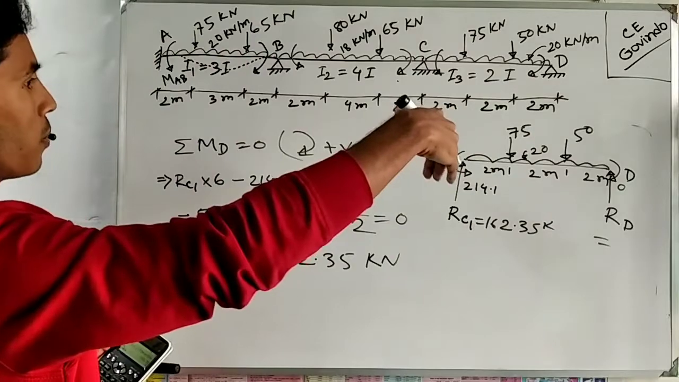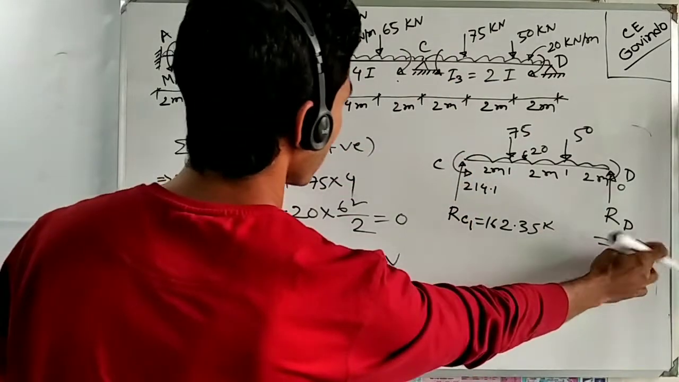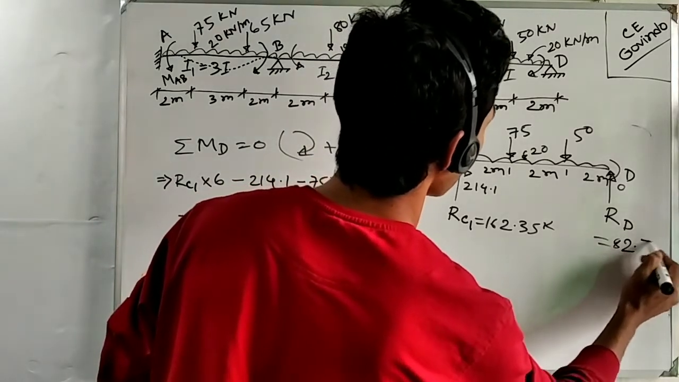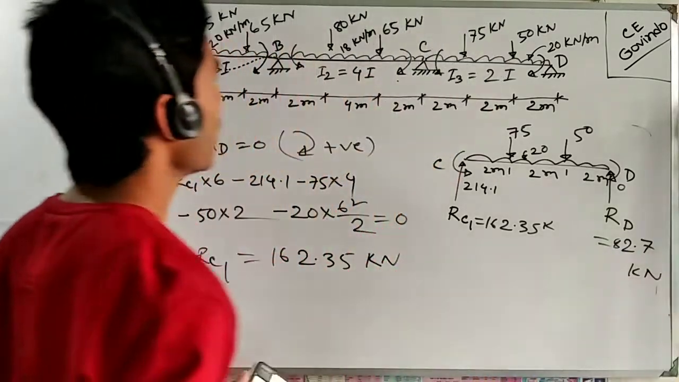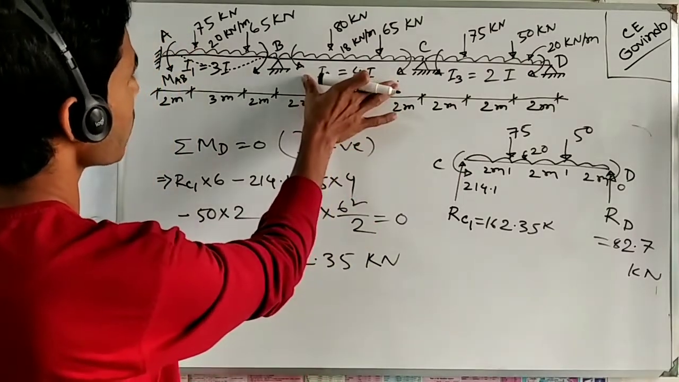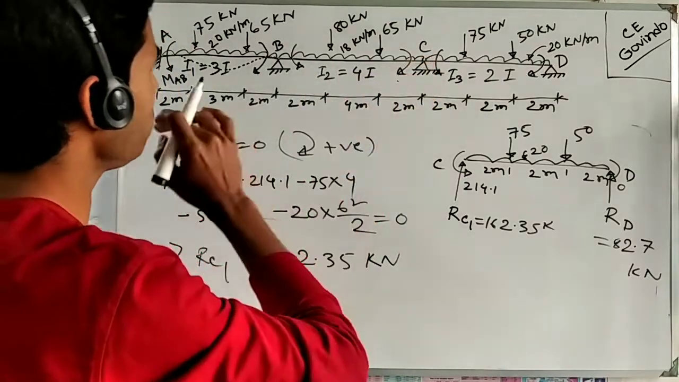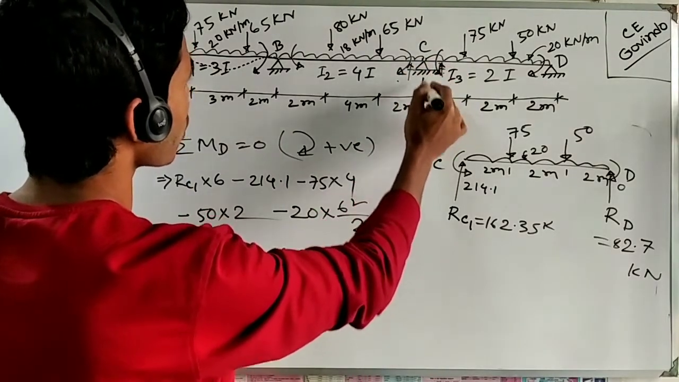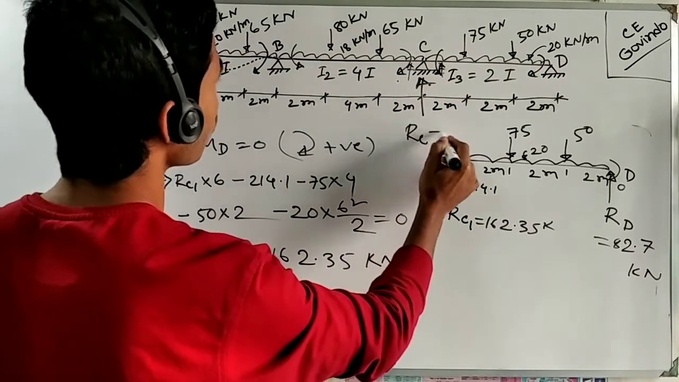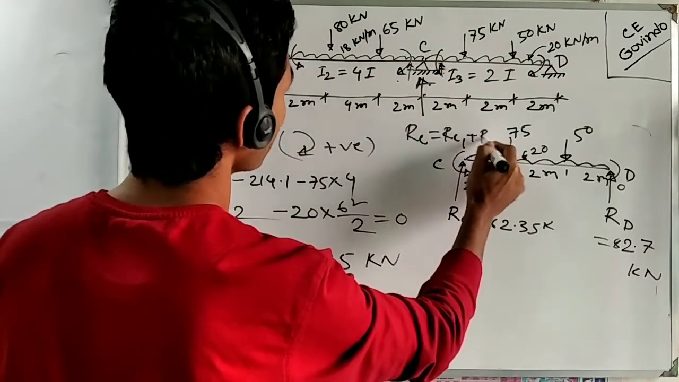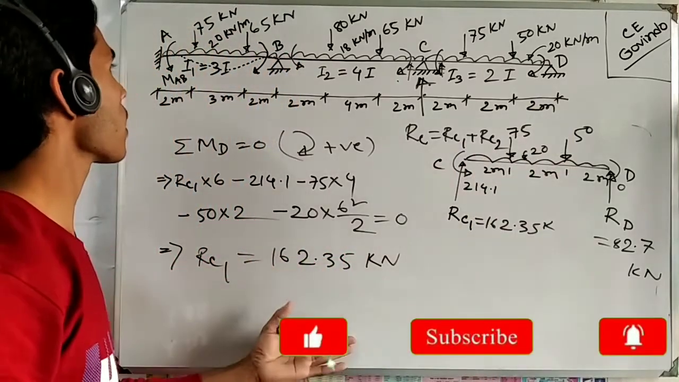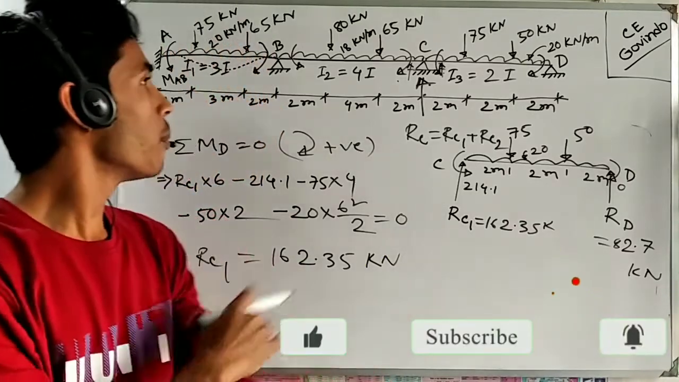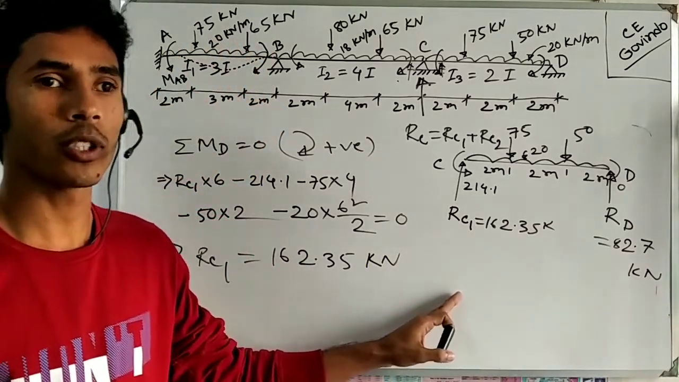Now making the sum of vertical forces equal to 0, we get the reaction at this point, 82.7 kilonewton. Similarly, if we make the free body of this span, then you will get a support reaction here, and adding this reaction here and here, we get the support reaction at C. It will be RC1 plus RC2. So this is the complete analysis of this statically indeterminate beam. I hope you got the point, and this is the end of this video. Thank you for watching.